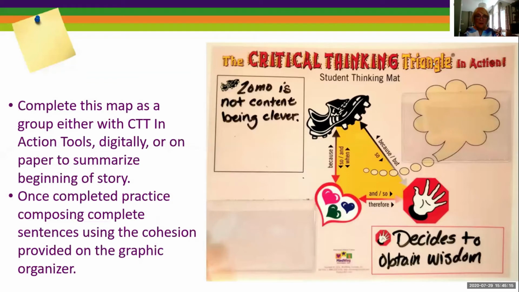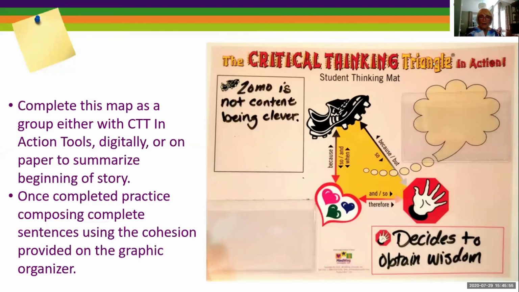Now, this is Zomo, Sheila. This is a critical thinking triangle map. Those of you who have the critical thinking triangle in action would have these little maps in your kit. In this set of materials. And it would look like this, and the children can put the laminated cards into the slots as you work with them over time. So this again makes everything very, very visual.